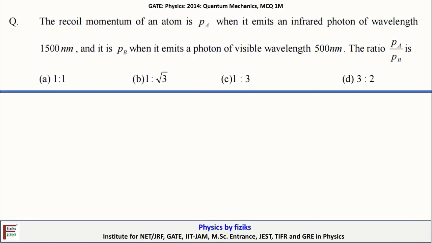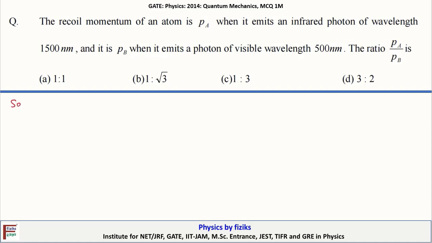We are discussing GATE Physics 2014 Quantum Mechanics problem. This is a 1 mark MCQ and the statement of the problem is: the recoil momentum of an electron is Pa when it emits a photon of wavelength 1500 nanometer, and it is Pb when it emits a photon of visible wavelength 500 nanometer. The ratio of Pa by Pb is?